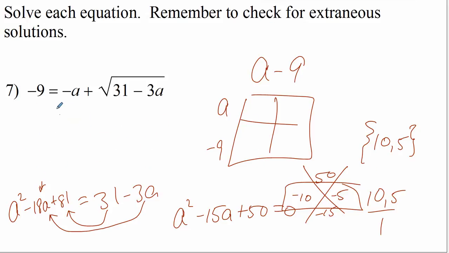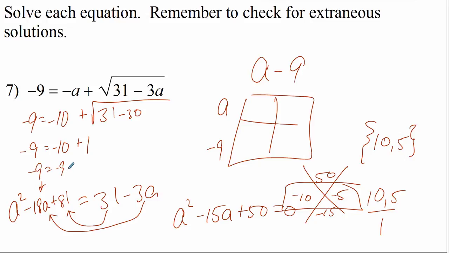Let's check. So let's put it back into the original equation here. We got negative 9 equals, a was 10, so now it's negative 10, plus the root of 31 minus, and then 3 times 10 is 30, right? So I got negative 9 equals negative 10, plus 31 minus 30 is 1, square root of 1 is 1, negative 9 equals negative 9, so the number 10 checks out.